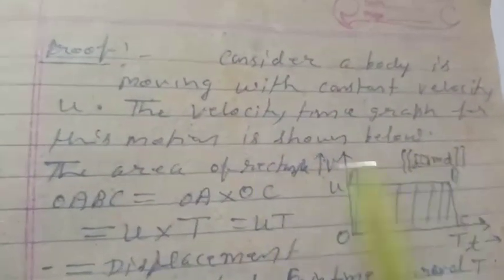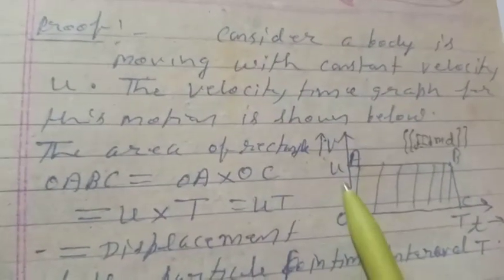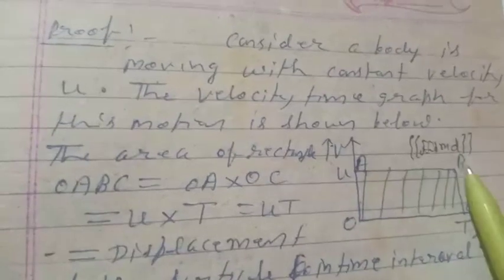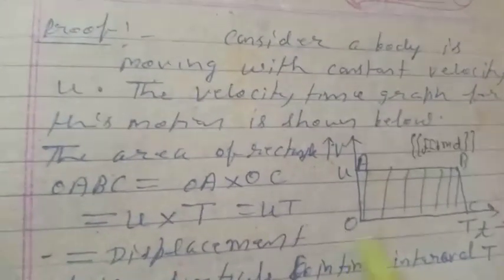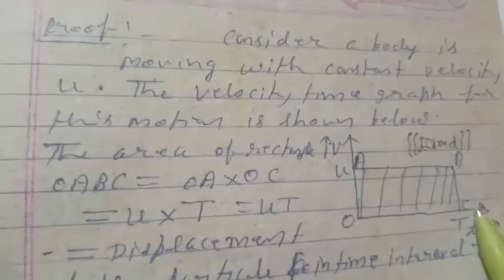To prove it, let us consider a body moving with constant velocity u. The velocity time graph for this motion is shown in the figure here. It starts with initial velocity u, so the graph is like this, and this is the time axis.